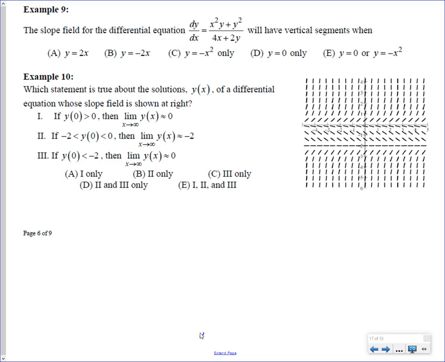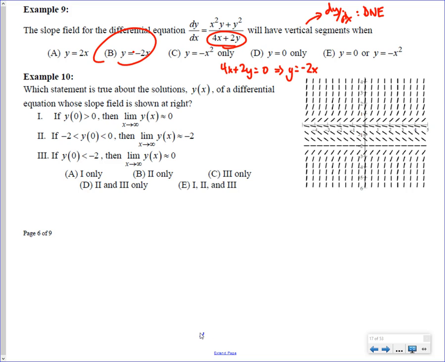Vertical. We already talked about this today. What does it take to have a vertical tangent line? Undefined, which means the denominator has to equal 0. dy/dx does not exist. It's not going to exist when 4x plus 2y equals 0. If you solve for y, subtract the 4x, divide by 2. Does that make sense?